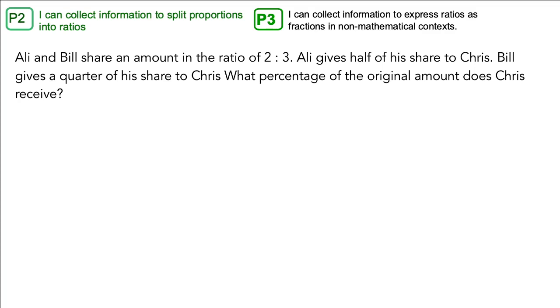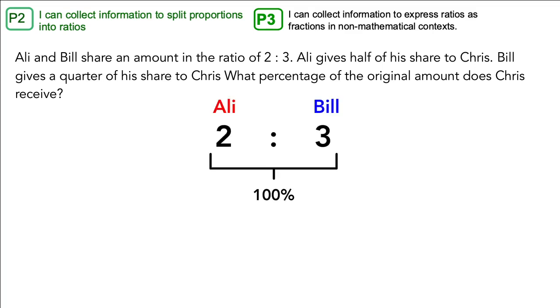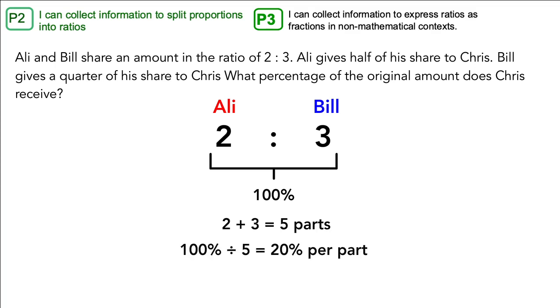The total amount of the 2 and 3 can be represented as 100%. So let's find out the amount as a percentage Ali and Bill have by sharing 100% into the ratio 2-3. The total parts equals 2 plus 3, which equals 5. To find the amount in one part, we divide 100% by the total parts, 5. This will equal 20. Ali has 2 parts, so 2 lots of 20. Ali therefore represents 40% of the amount.